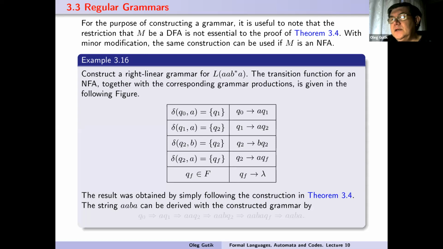The string aba can be derived with the constructed grammar by the following sequence: q0 into a q1 into aa q2 into aab q2 into aaba qf into aaba.